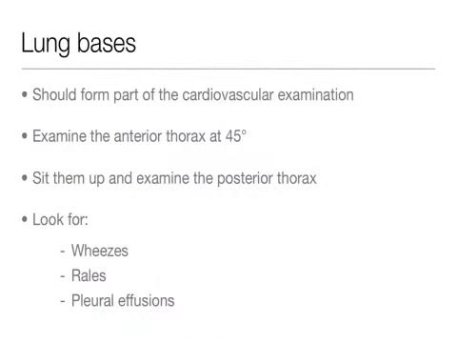So that completes our examination of the precordium, and we'll move to the part of the examination where we'll examine things away from and after the precordium. You should listen to the lung bases, and this should form part of the cardiovascular exam as well as the examination of the thorax, and you should examine the anterior thorax first with the patient lying at 45 degrees. Then you should sit them up and examine the posterior thorax.